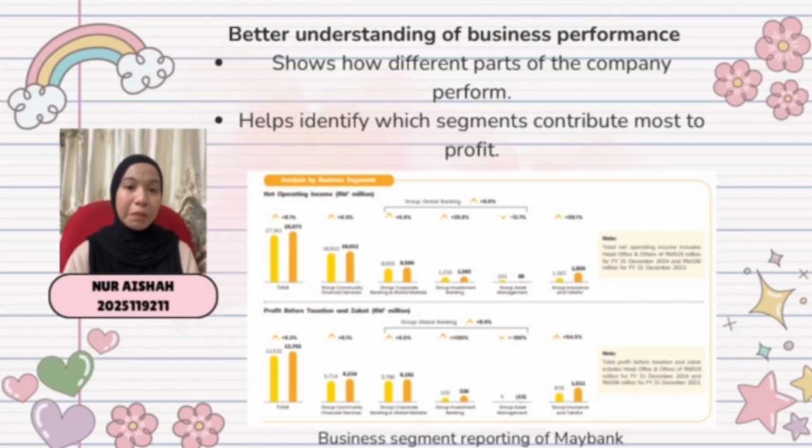For example, in Maybank's annual report, the bank reports performance by segment, such as community financial services, global banking, insurance, and takaful. This allows investors to identify which business line is driving profit or which area may need improvement. Overall, this improves transparency and helps the user to make more informed decisions.